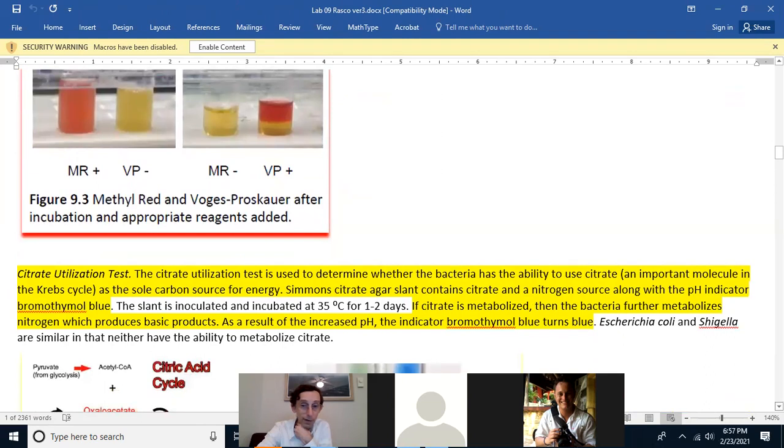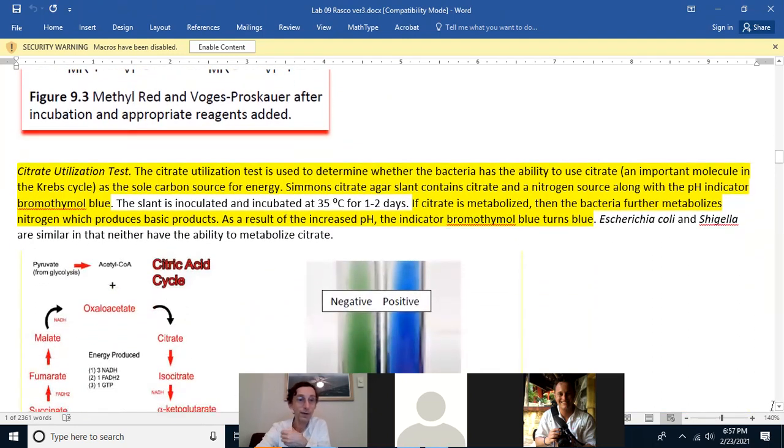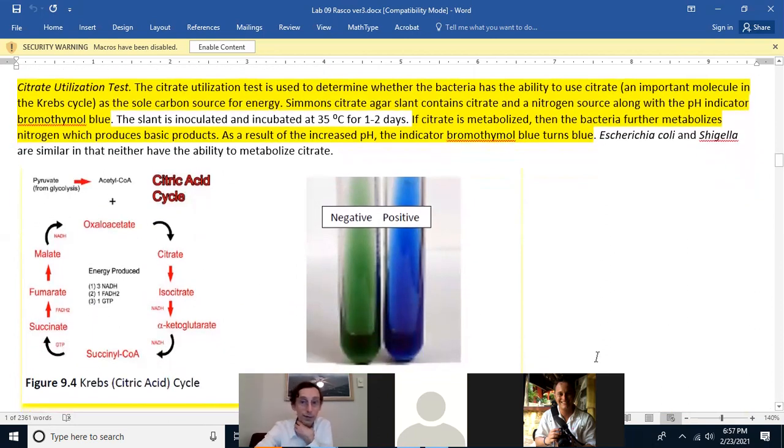Any questions about the MR and VP tests? If not, let's move on to the citrate utilization test. The citrate utilization test is looking at whether the bacteria have the ability to use citrate as their only carbon source. So this tube has citrate as the only carbon source. It does have a nitrogen source, and if the bacteria can utilize citrate and the nitrogen source, the tube will turn blue, and that's positive in the citrate test.